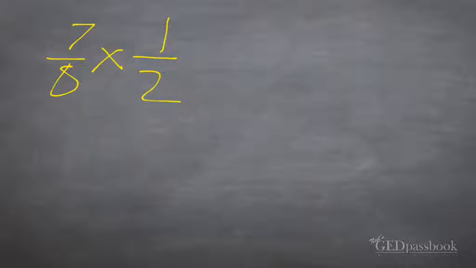We are multiplying and dividing fractions now. Multiplying and dividing fractions. Okay. So, here we have something like this: 7/8 times 1/2.